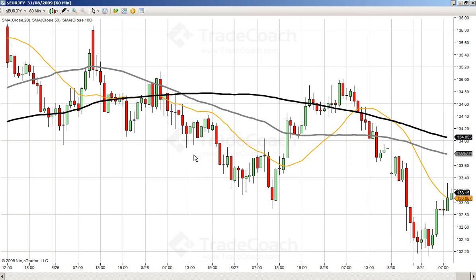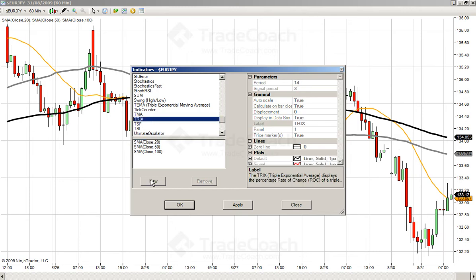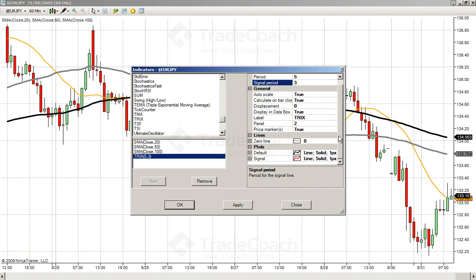I'm on hourly, and I'm on Euro Japan because it's something different. It's quite traded. It's often in the sort of around the top 10, but it's just slightly off the beaten track. Okay, now I'm just wanting to add the oscillator in as well. Now the oscillator is TRIX set at 5.